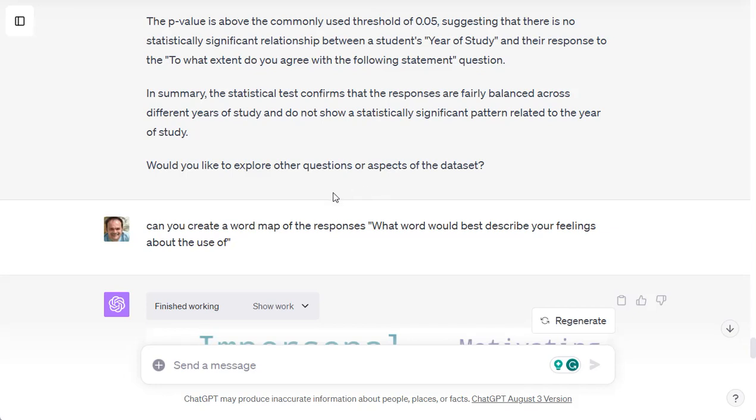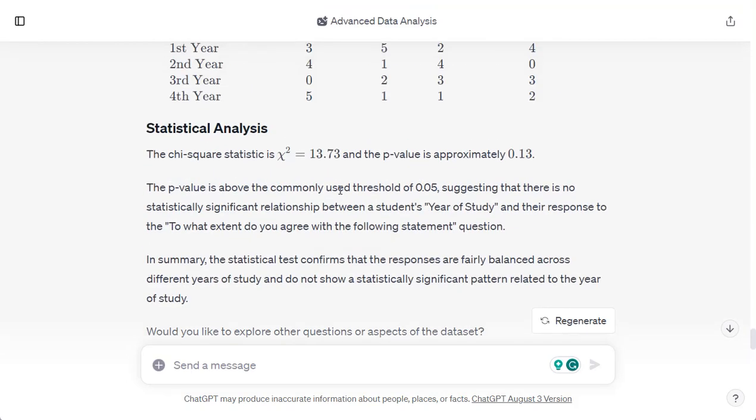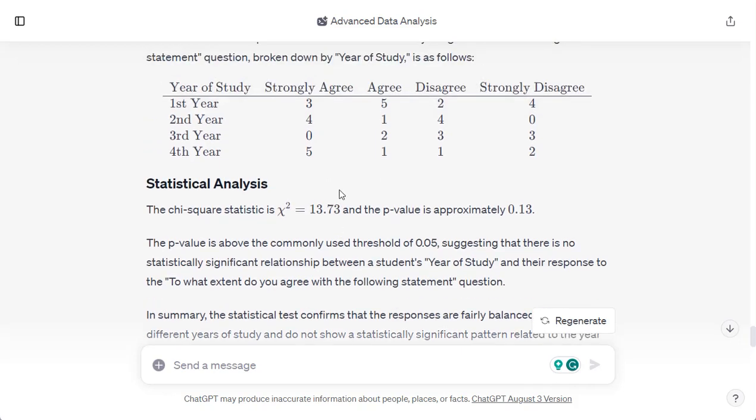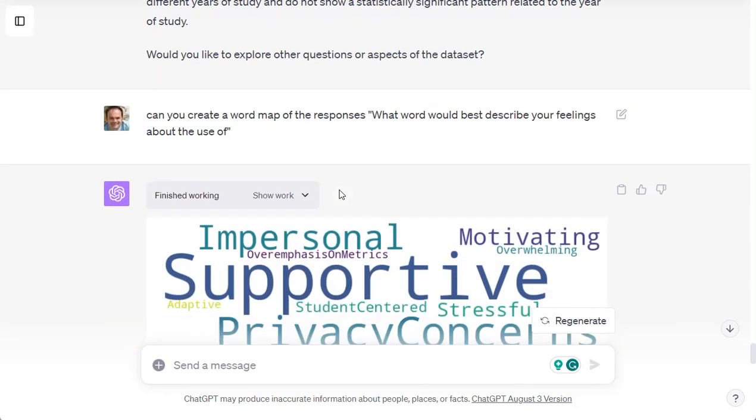I'm asking the same question, looking at a different aspect, and within seconds or a minute or so, it's doing the calculations for me. I'm not having to go back and recalculate these in Excel, finding the time to do that. I'm just asking really simple questions to a data set that I've uploaded.